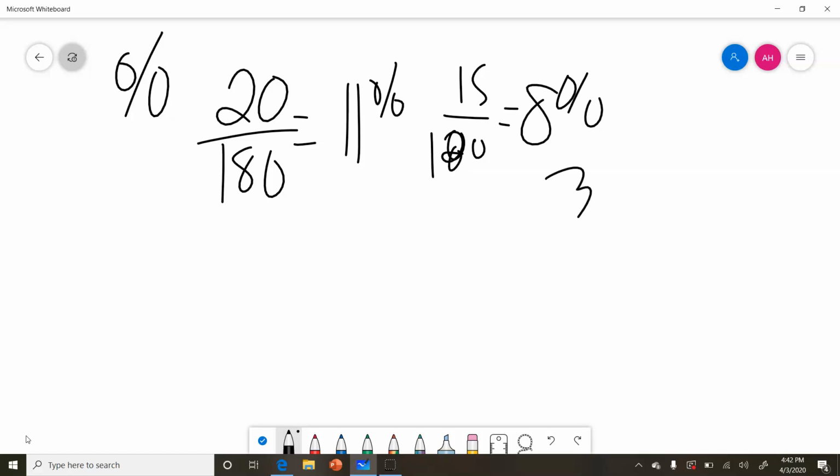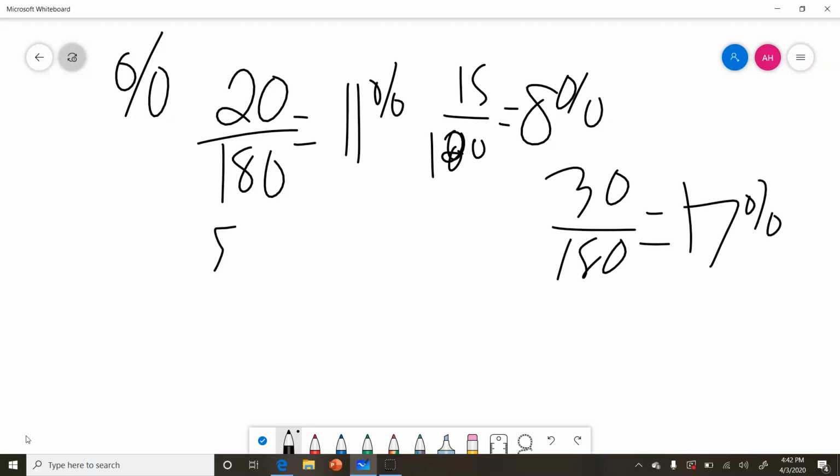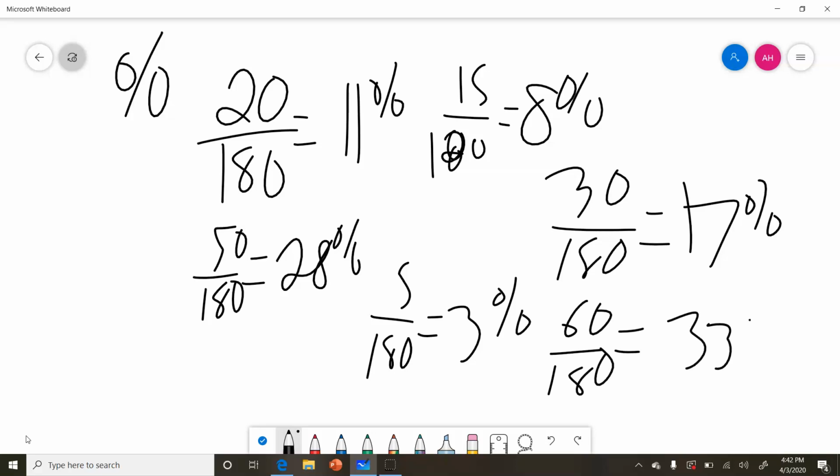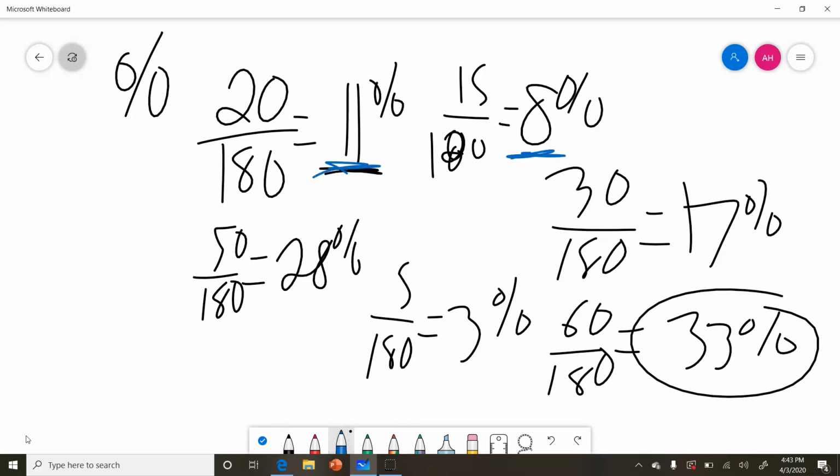Then I take 30 out of 180, and that is a solid 17%. Then I take 50, his more expensive stuff, divided by 180, and I get 28%. 5 out of 180 is very small. It's 3%. And then lastly, his soccer cleats, 60 out of 180. That is a third of his money, so that's 33%. So you see all these percents: 11, 8, 17, 33, 3, and 28.